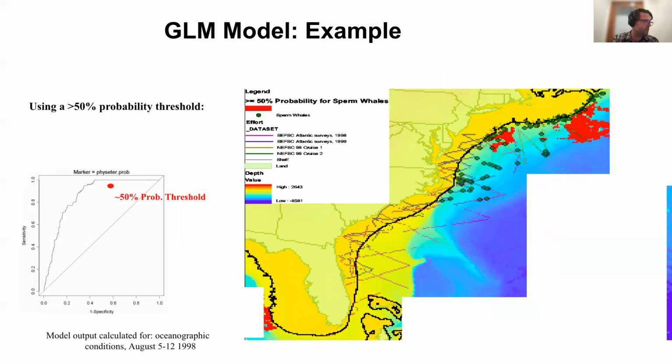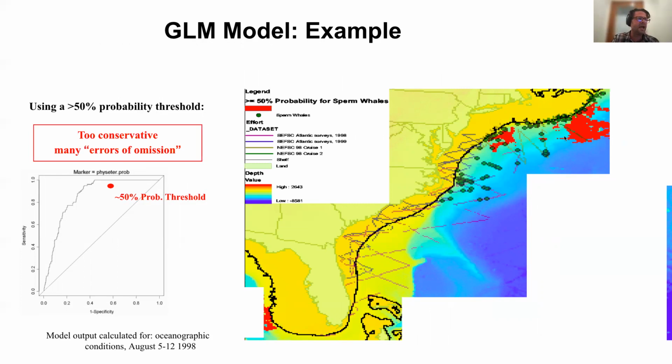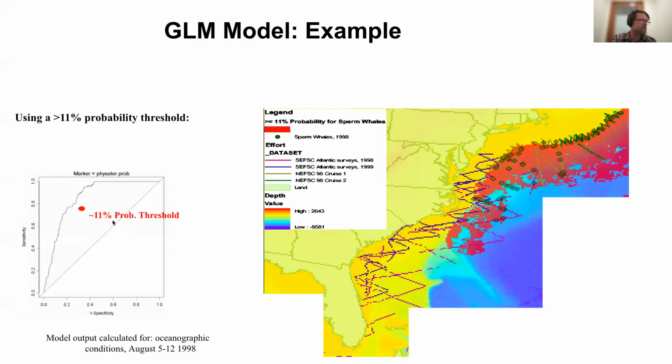So here was an old example of doing this with predicting sperm whales. And if we just chose a 50% cutoff from the original model output, it would be over here. And that might be too conservative. So we might predict that it's not habitat, and we might actually encounter whales there. Whereas if we use a lower threshold, then you'd predict more habitat in the map.